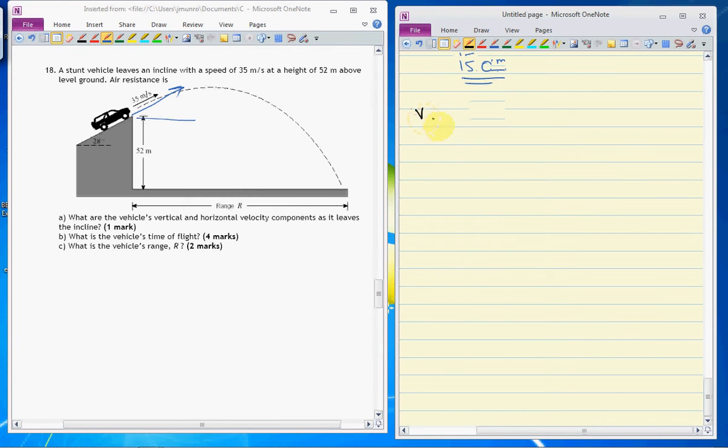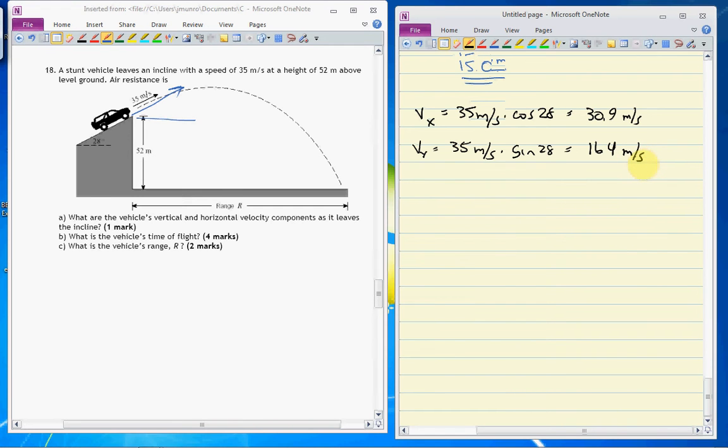Vx is equal to 35 meters per second multiplied by the cosine of 28. Vy is equal to 35 meters per second times the sine of 28. When we do those, we get Vx is equal to 30.9, and we get Vy is equal to 16.4. Just like that.